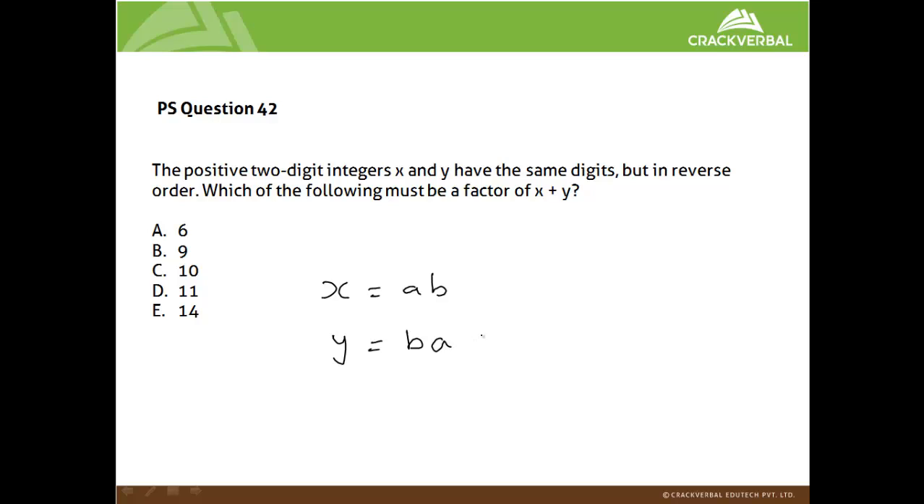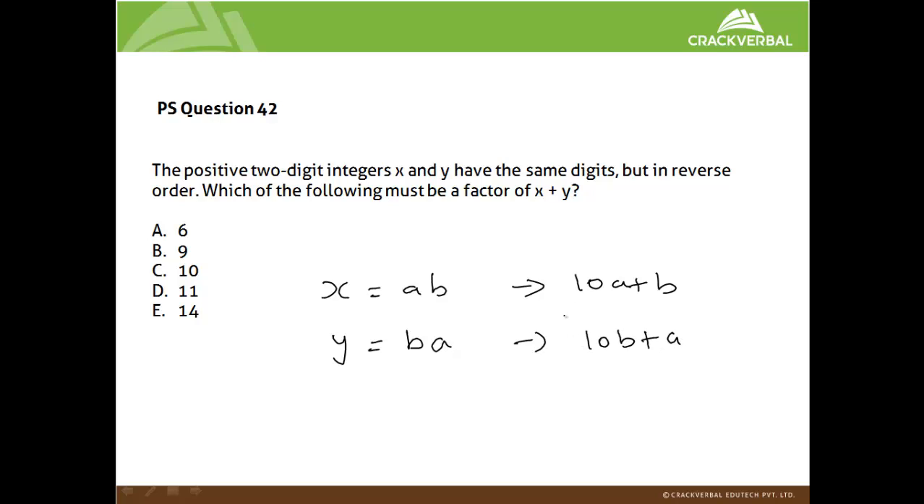Which of the following must be a factor of x plus y? Remember that any two-digit number can be expressed algebraically. Since you have a tens place, you can write x as 10a plus b, and y we can write as 10b plus a.